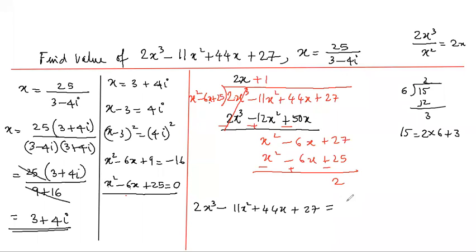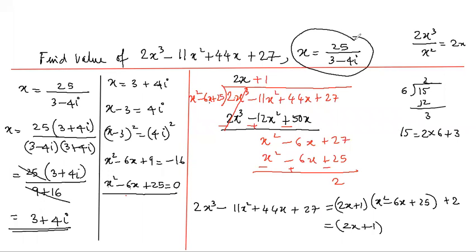Then multiply both: 2x plus 1 into x square minus 6x plus 25, plus the remainder 2. That became 2x plus 1. Now we said that when x takes this value, x square minus 6x plus 25 is 0. So this bracket is 0, and 0 into anything is 0. Only 2 is remaining. So the value of this polynomial, or the value of this expression, is 2.